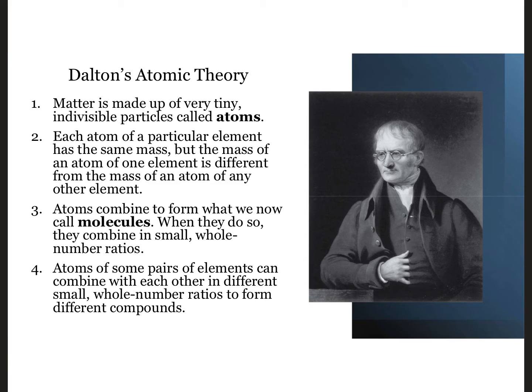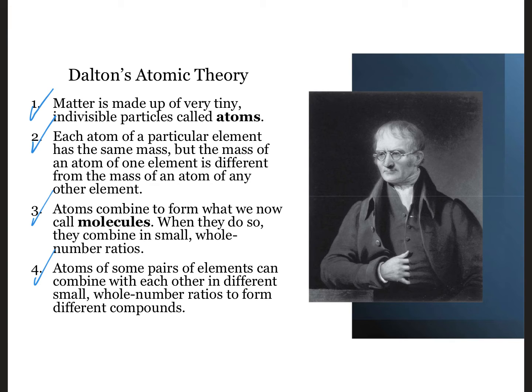First, Dalton proposed that matter is made up of tiny, indivisible particles called atoms. Each atom of a particular element has the same mass, but the mass of an atom of one element is different from the mass of an atom of any other element. Atoms combine to form what we now call molecules. When they do so, they combine in small whole number ratios, and atoms of some pairs of elements can combine with each other in different small whole number ratios to form different compounds, much like we saw with carbon, nitrogen, and oxygen in the last lecture.